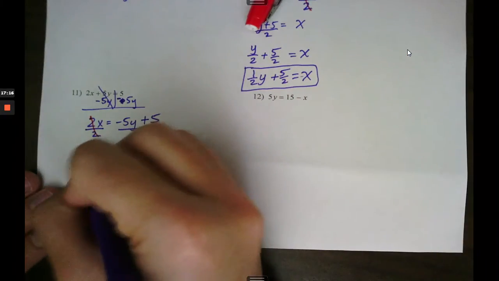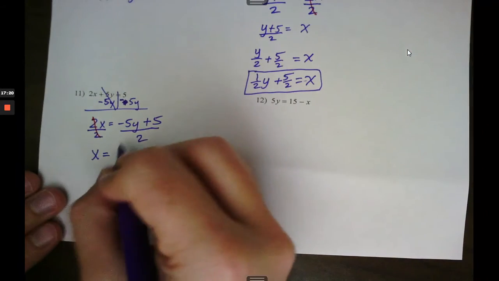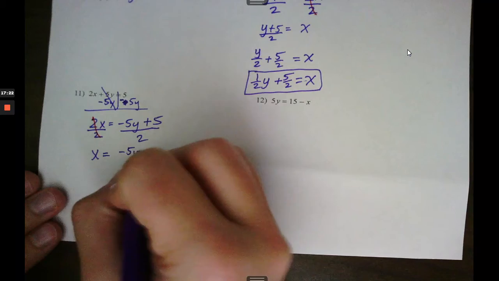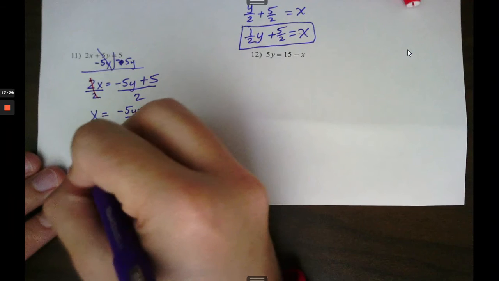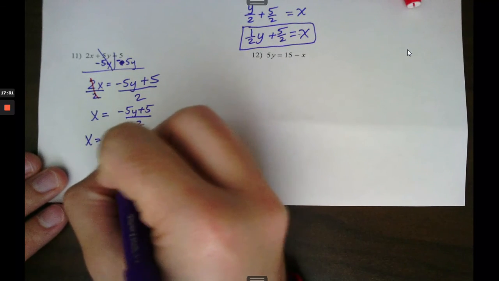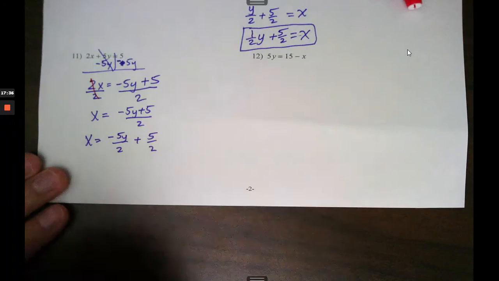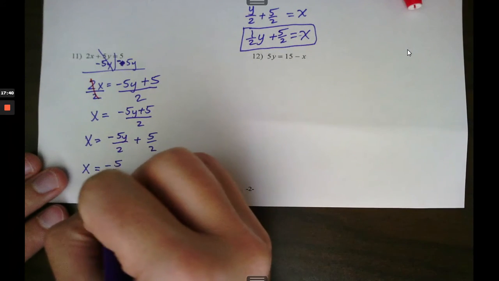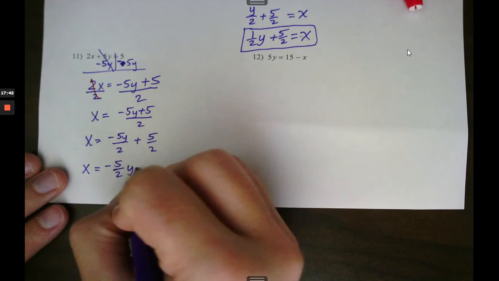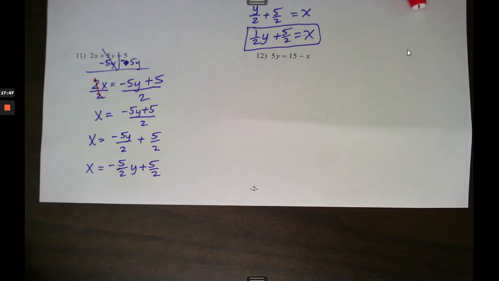And we get x equals negative 5y plus 5 over 2. And of course, I'm going to clean it up. Alright. Just like I have on every other problem. Negative 5y over 2 plus 5 over 2. And it cleans up like that. Okay.